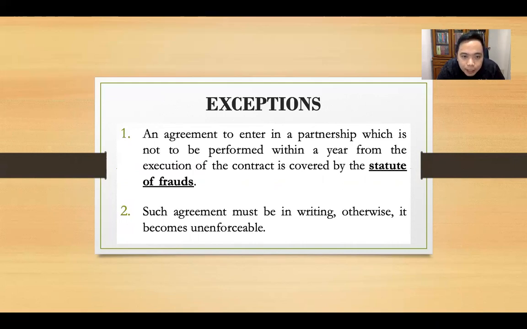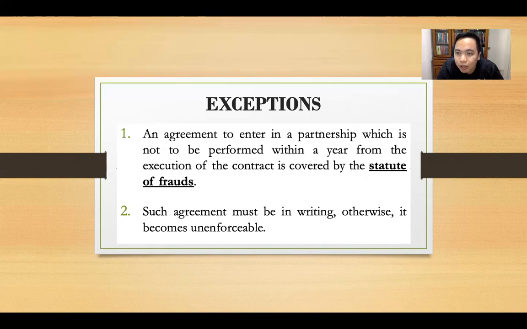What is the first exception? Okay, class, naalala nyo nung nag-aral tayo ng obligation and contracts, di ba? Sa Article 1403, you will find there the statute of fraud. Alam ko, naaalala nyo pa yan. Statute of fraud. Naalala nyo ba, class? Now, if an agreement to enter into a partnership will not be performed within a year from the execution of the contract, that agreement is now covered by the statute of fraud.